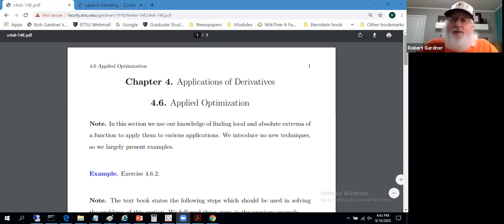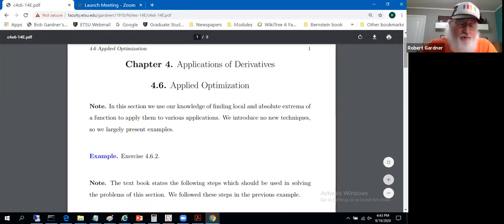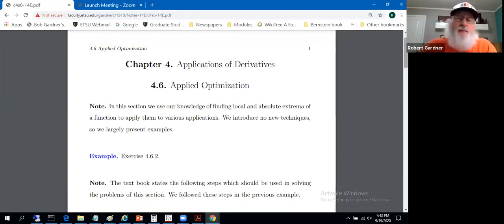Now we're going to use some of our knowledge of graphing functions and finding extrema in some applications. 4.6 is applied optimization, and the plan is to find local and absolute extrema of functions in various applications. There's nothing new technique-wise in this section, so we'll largely just run through a bunch of examples, some fairly involved.